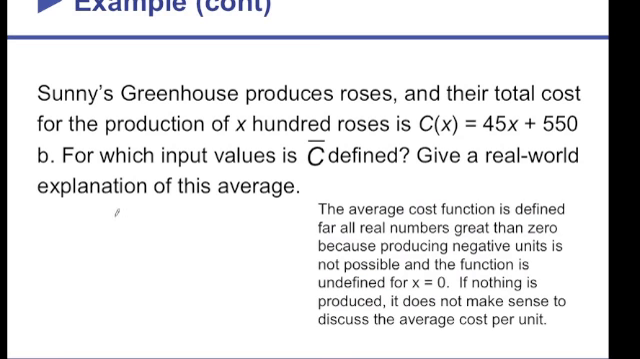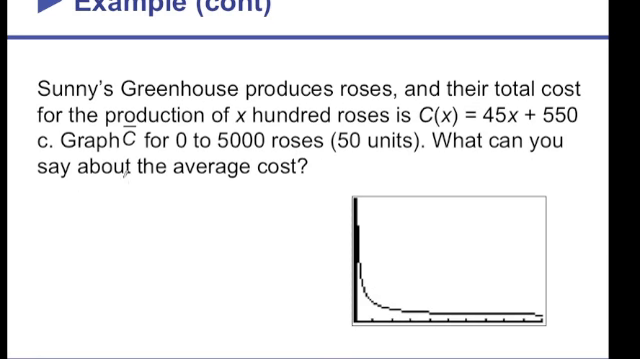Since it was so hard to read the writing that I just did, here is that answer typed out. So it's actually readable and you can copy it. Let's graph the average cost function for 0 to 5,000 roses, which is 50 units since each unit is 100. What can you say about the average cost?